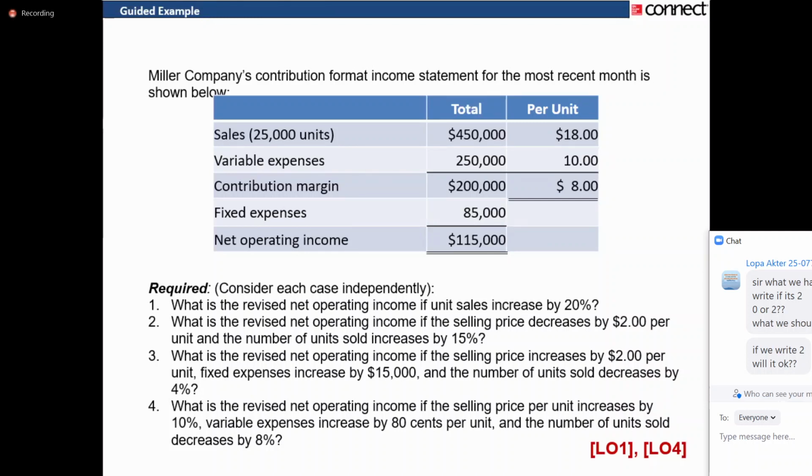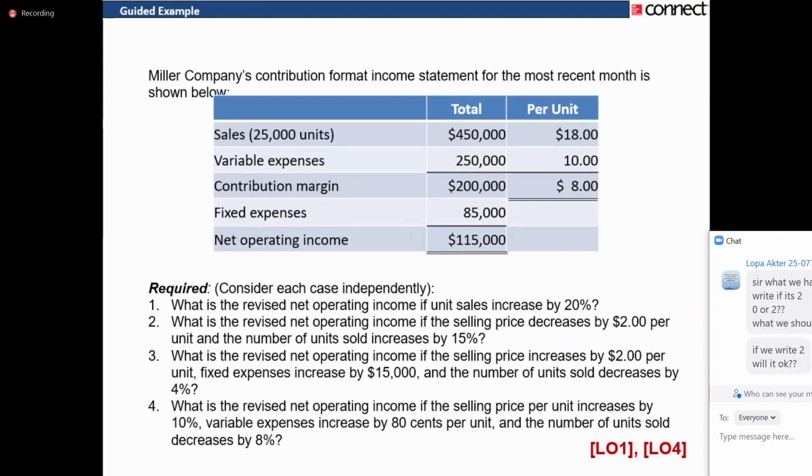Okay, exercise number 513. Miller Company's contribution format income statement for the most recent month is shown below. Sales of 25,000 units, variable expenses for 25,000 units, then the contribution margin coming from the 25,000 units, fixed expenses of $85,000, net operating income of $115,000. Again, the information is presented on a total basis.